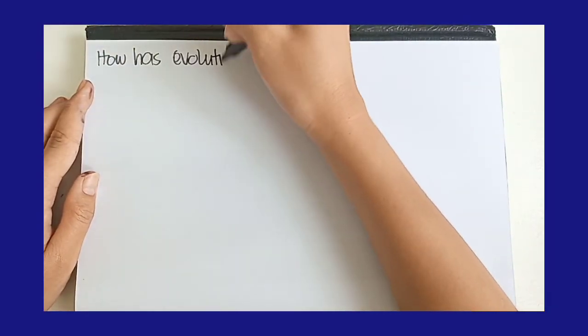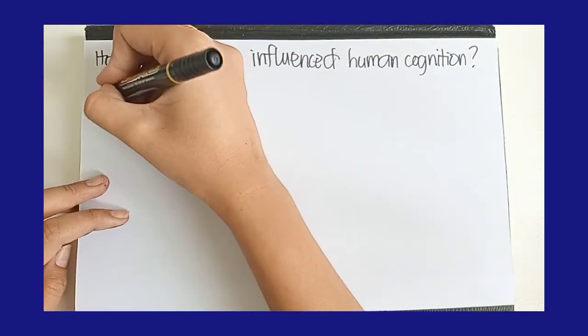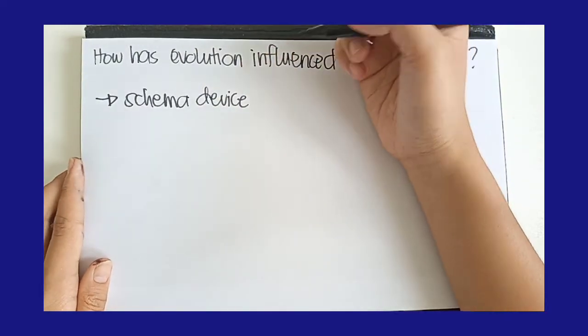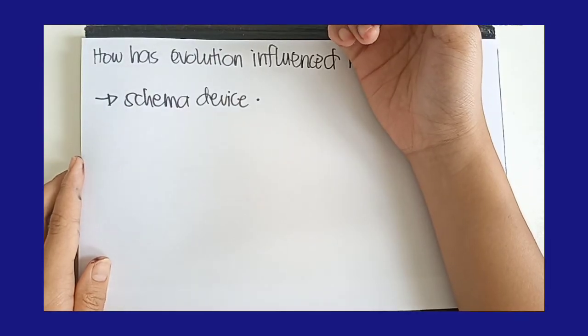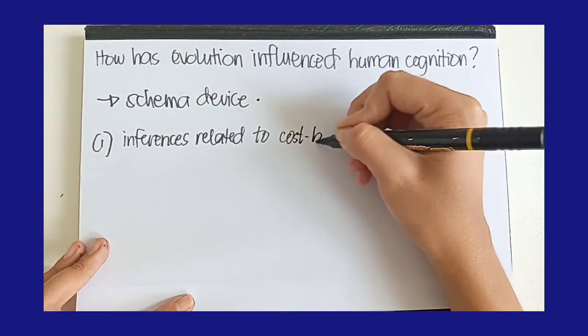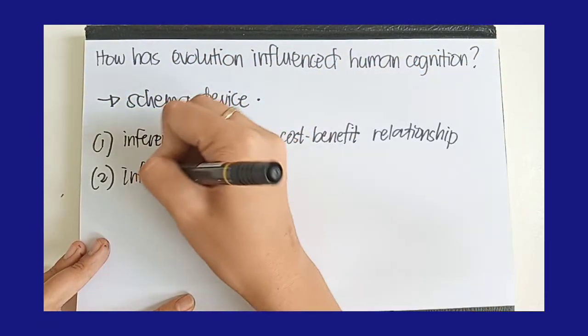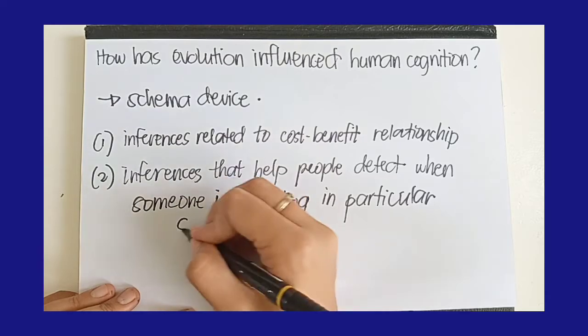So how has evolution influenced human cognition? Humans may possess something like a schema device. It facilitates our ability to quickly glean important information from our experiences. It also helps us to organize information into meaningful frameworks. There are two kinds of inferences that social exchange schemas facilitate. First are the inferences related to cost-benefit relationships. And the other are the inferences that help people detect when someone is cheating in a particular social exchange.